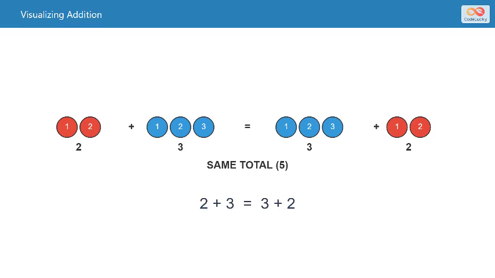We can see this clearly with a visual diagram. On the left, we have 2 red balls added to 3 blue balls. If we count them all up, we get 5. On the right side, we start with 3 blue balls and add 2 red balls. The total is still 5. The pile of balls is the same size, regardless of which color we put down first.